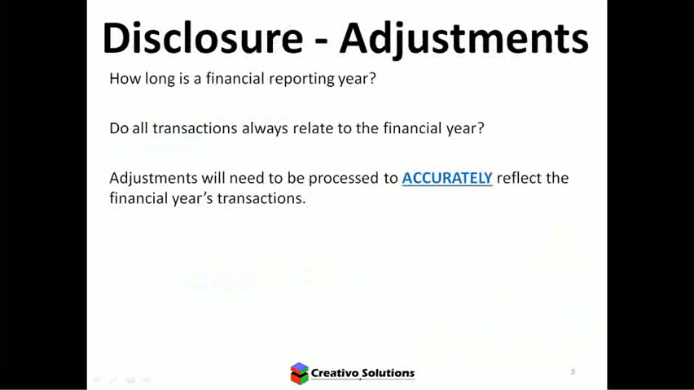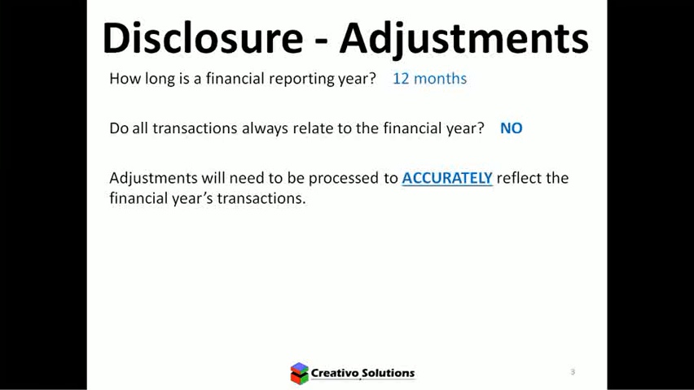To continue our discussion around disclosure, we're specifically focusing on adjustments. Just to recap, how long is the financial reporting year? Well, we know the year is 12 months long. Do all transactions always relate to the financial year? The answer is no. So when we are going to present adjustments, we need to carefully consider what is actually happening in the transaction, because we need to report information for 12 months. And we're looking at the last 12 months that have occurred, because accountants are looking at information that has happened, data that has been collected.